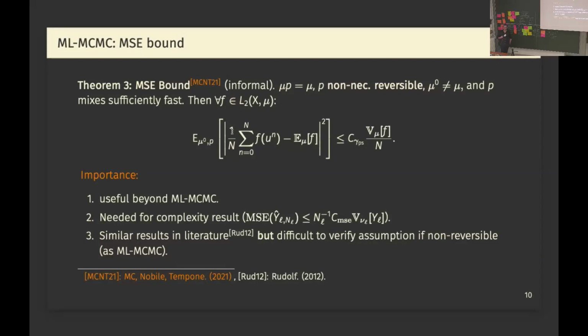It's worth mentioning that similar results exist in the literature, particularly in the thesis by Daniel Rudolf. However, they rely upon assumptions that are difficult to verify when the chains are not reversible. And if you think about it, the chains in this multi-level MCMC are not reversible, in the sense that as you go deeper on the levels, you start to concentrate more and more on the diagonal. So this reversibility condition, that the probability of moving from a set A to a set B should be the same as from a set B to a set A, makes less and less sense as you go deeper.